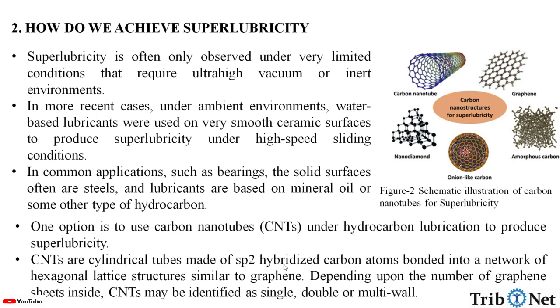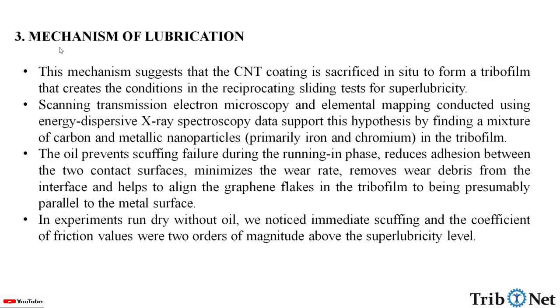Carbon nanotubes are cylindrical tubes made up of sp2 hybridized carbon atoms bonded into a network of hexagonal lattice structure similar to graphene. Depending upon the number of graphene sheets inside, CNTs may be identified as single, double and multi-wall CNTs. Here in this figure, we can see the schematic representation of carbon nanotubes for superlubricity. What is the mechanism behind this?